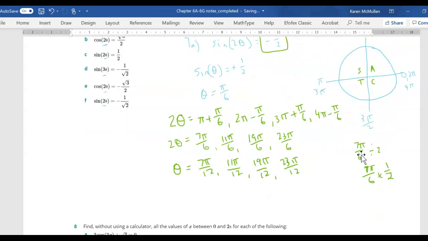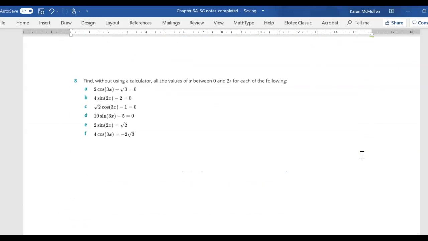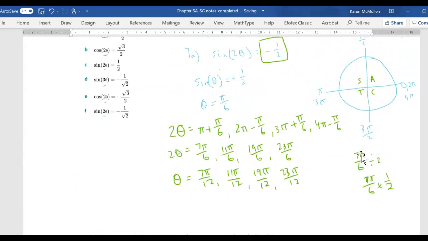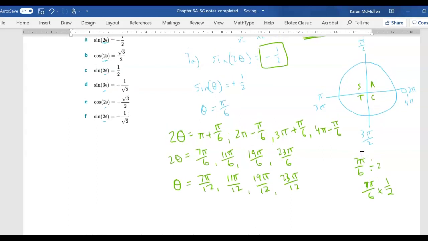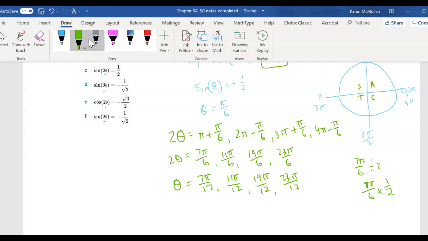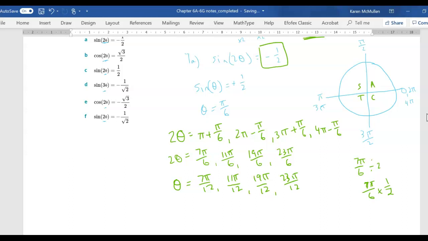Oh, no space for another example. Let me just do maybe one on the side here. I'll do it in red. Okay, so let's do sine 3 theta. So we've got a different coefficient of theta now. So sine 3 theta equals -1 on root 2.